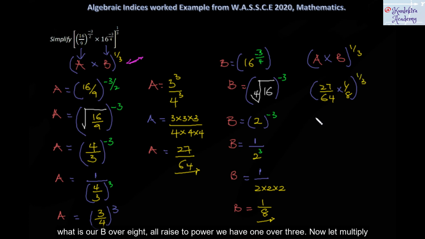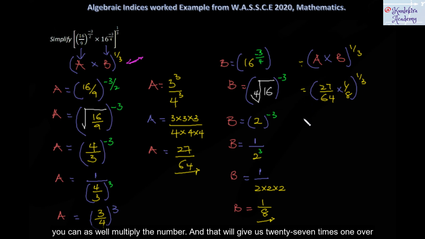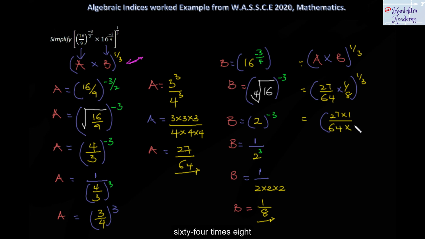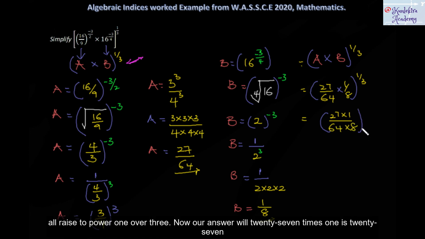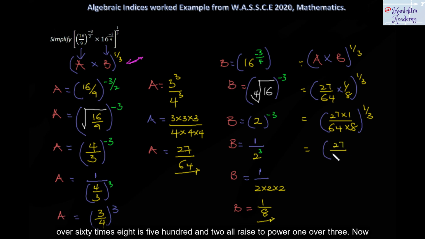Now let's multiply. You can as well multiply the numbers, and that will give us 27 times 1 over 64 times 8, all raised to power 1 over 3. Now our answer will be 27 times 1 is 27 over 64 times 8 is 512, all raised to power 1 over 3.